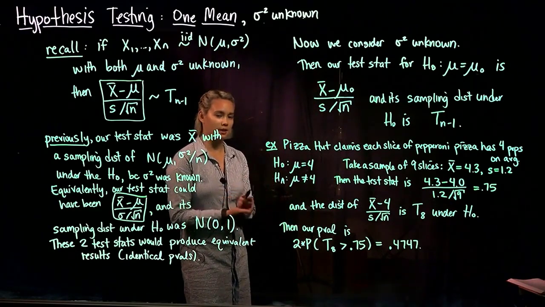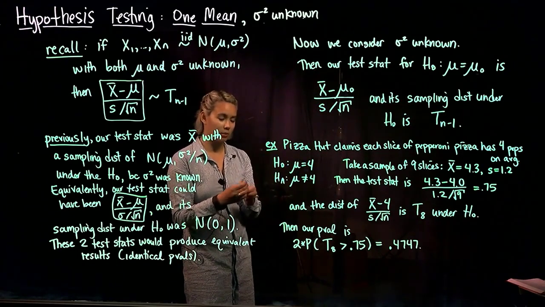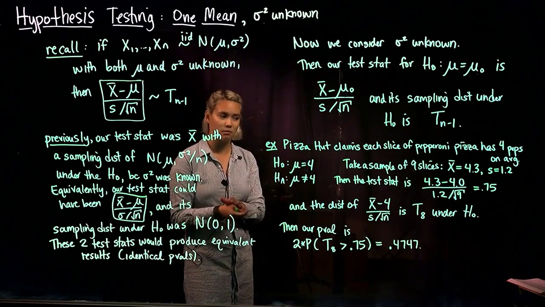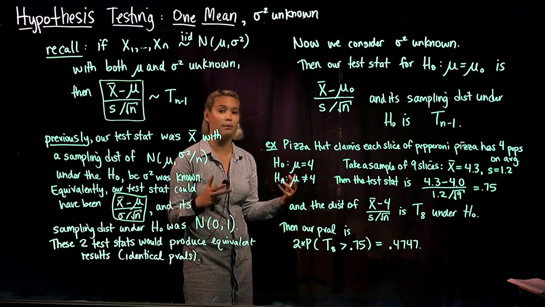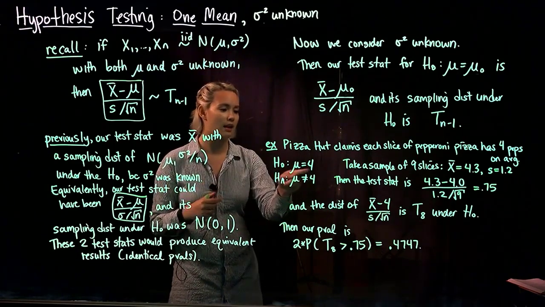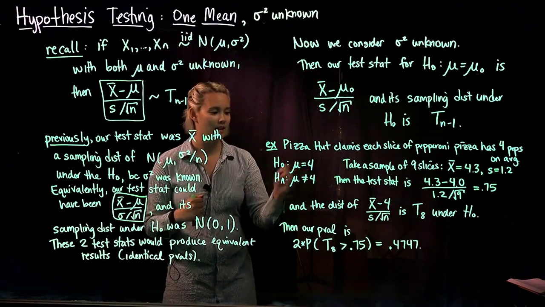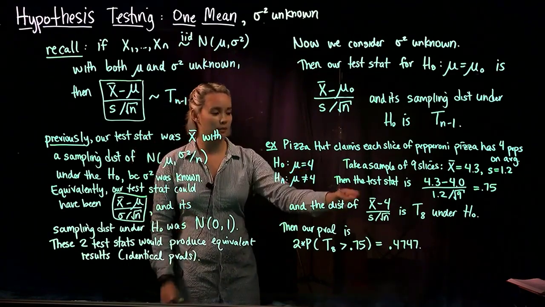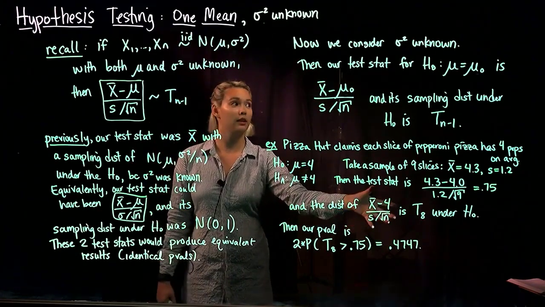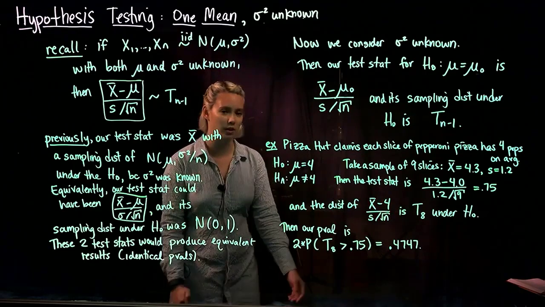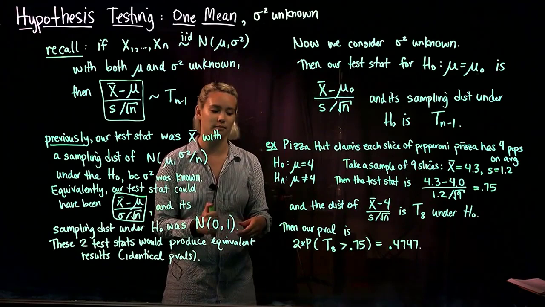All right, so we have our test statistic that we get from our particular sample, and we want to calculate the probability of getting a test statistic as extreme or more extreme than 0.75, given that the null hypothesis is true. In other words, given that the average number of slices of pepperoni on a slice of pizza is equal to 4. Okay, so we need to know the sampling distribution of our test statistic. So here's our test statistic, and we know that the sampling distribution is a t-distribution with n-1 degrees of freedom. So we have 8 degrees of freedom here under the null hypothesis.